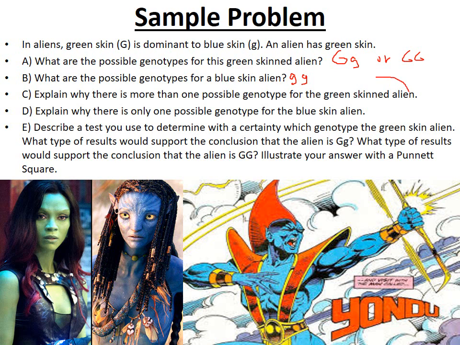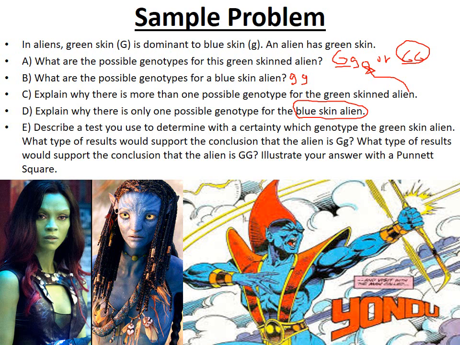Well, you should be able to relate that to the concept of dominant and recessive. The green-skinned alien can arise if you have both green alleles, but you can also have a green-skinned alien if you have a green allele and a blue allele, because the green allele will be expressed over the blue allele since the blue allele is recessive. Explain why there's only one possible genotype for the blue-skinned alien. Similar explanation. To be expressed, the blue allele must be paired with another recessive allele, otherwise the green dominant allele will be expressed instead.